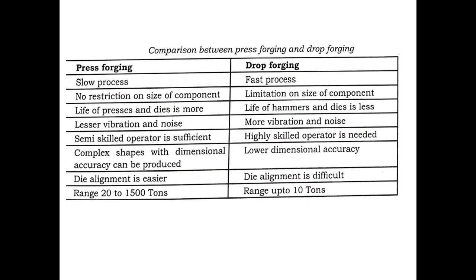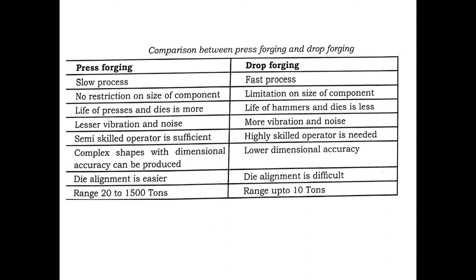Press forging is a slow process, whereas drop forging is a fast process. There is no restriction on the size of the component, whereas there is a limitation on size associated with drop forging. The life of presses and dies is more in the case of press forging, whereas the life of hammers and dies is less. There is lesser vibration and noise in press forging, more vibration and noise in drop forging.